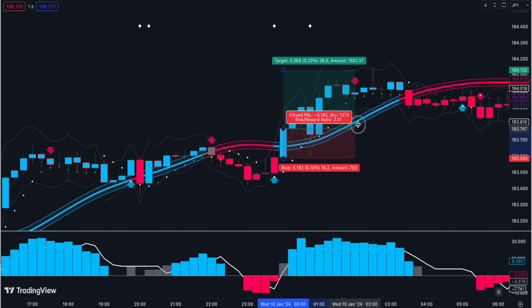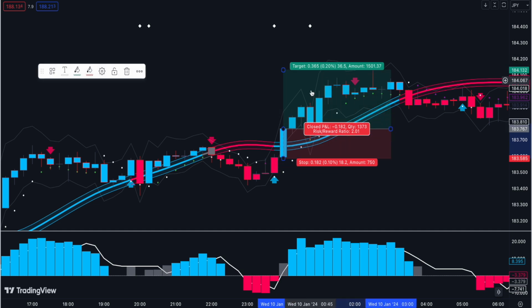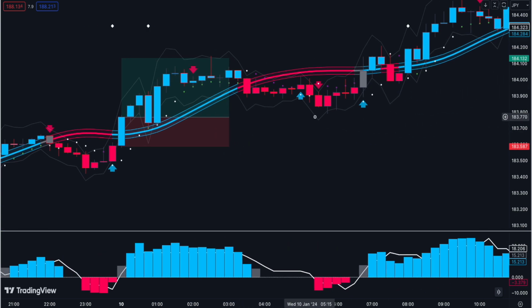Place your stop loss a few pips below the entry candle or in the previous swing low. Use 1:2 or above risk-reward ratio for your take profit, or use the previous swing high as your profit target.